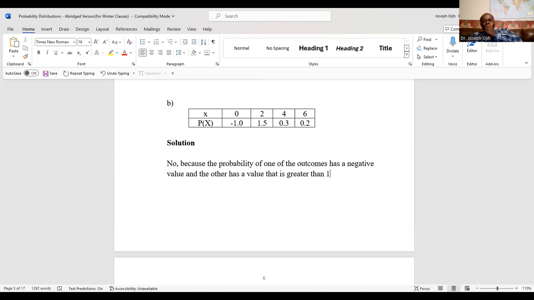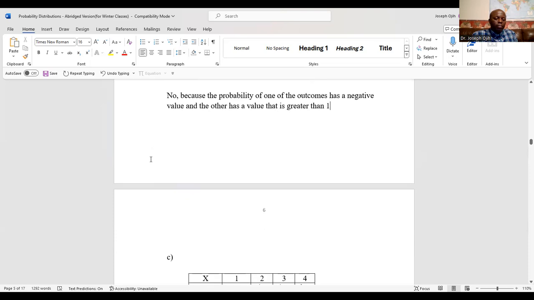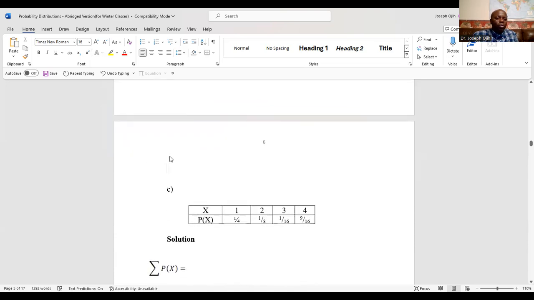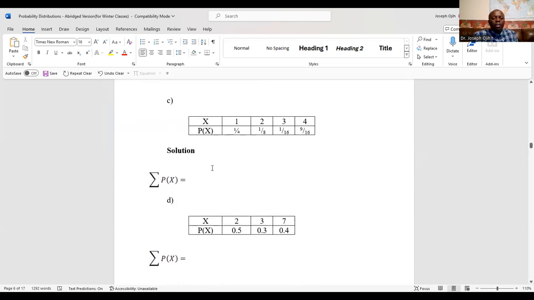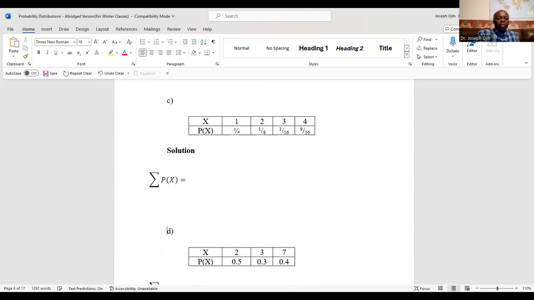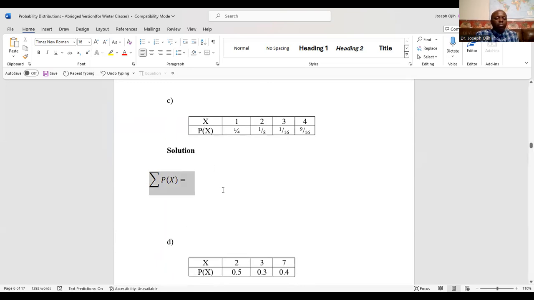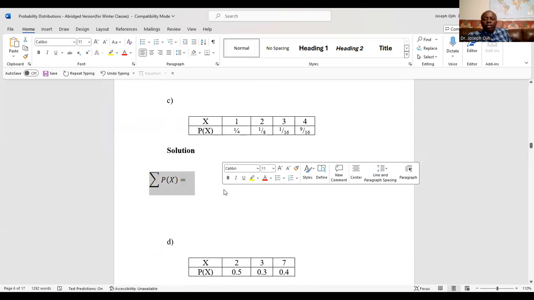Excuse me. Any question on this? Yeah, excellent. No. Good. How about this one? It says, is this a probability distribution? Again, to find out, we're going to sum this.